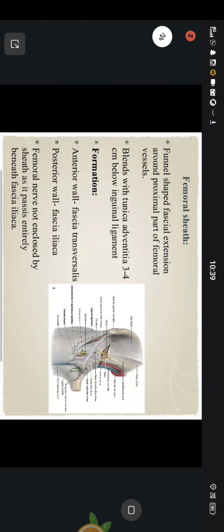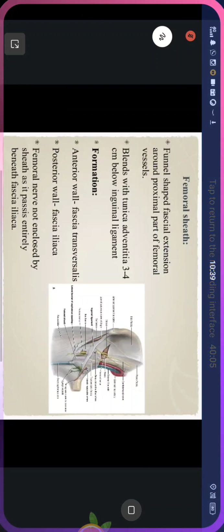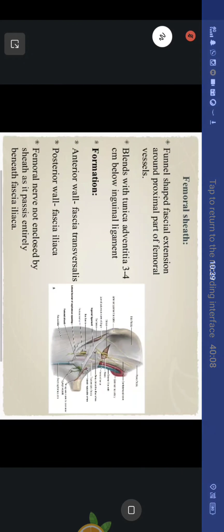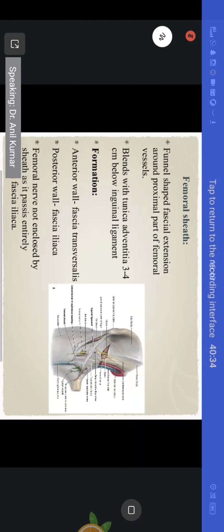This femoral sheath is nothing but the fascia which is covering these great vessels, mainly the artery and vein, in the upper 4 centimeters of the femoral triangle below the inguinal ligament. Am I clear regarding the femoral sheath? Again, I will say, it is nothing but the fascia in the shape of a funnel that covers the great vessels, that means the artery and vein. It doesn't cover the nerve. Remember, it covers only artery and vein, and only the upper 4 centimeters of them. Regarding the shape, it is funnel shaped.